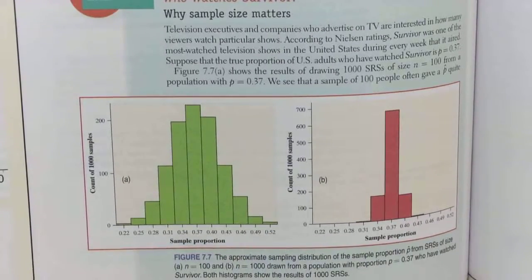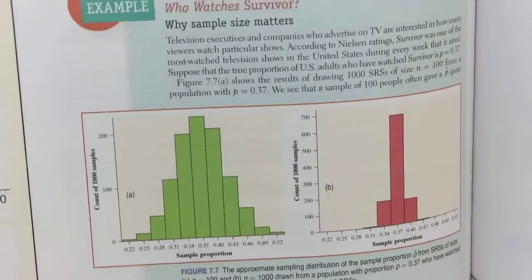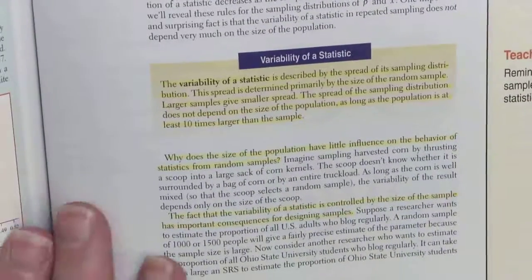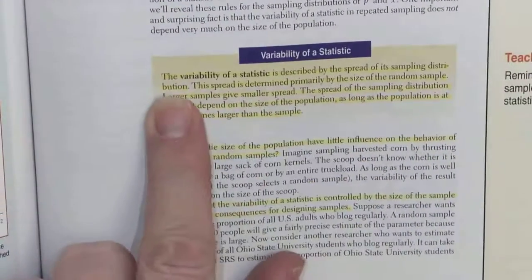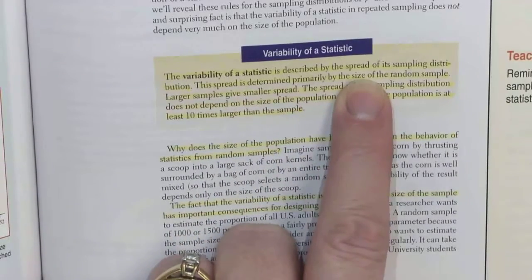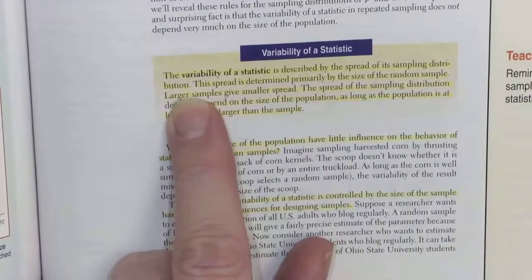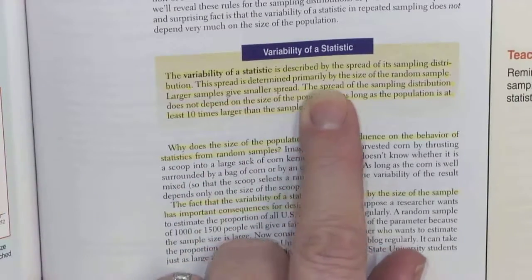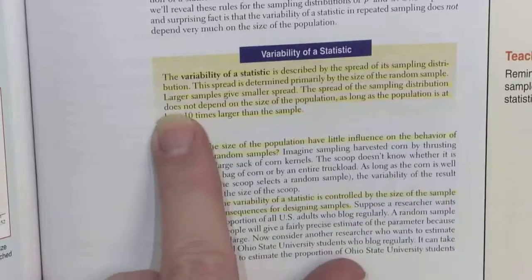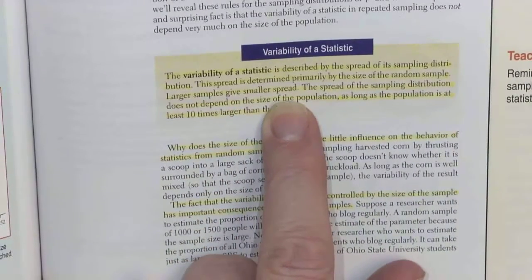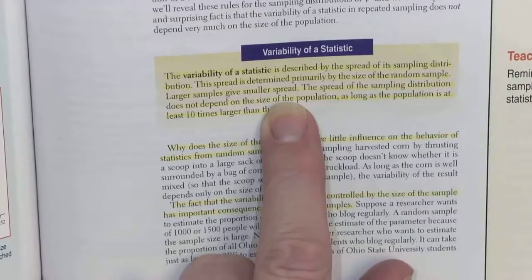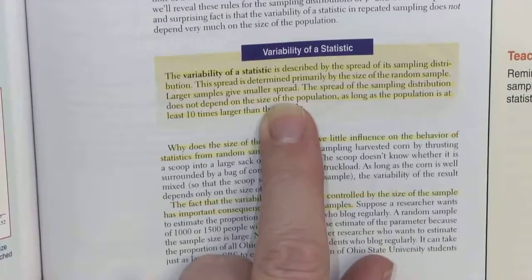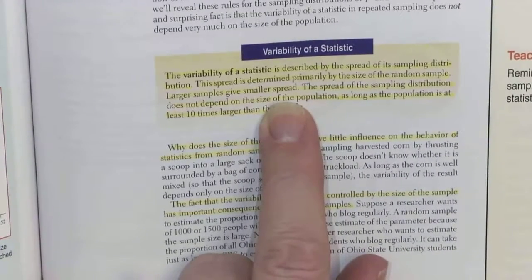Now we're going to talk about variability in the statistics. So let's go to the next page, and here we go. The variability of a statistic is described by the spread of its sampling distribution. This spread is determined primarily by the size of the random sample. Larger samples give smaller spread. That makes sense from what we just talked about. And by the way, if you sample everyone, you're going to be right on the money, 0.37, right? But is that realistic? No, it's going to get in the way of time, it's going to get in the way of cost.